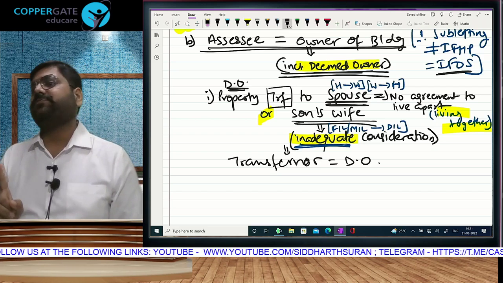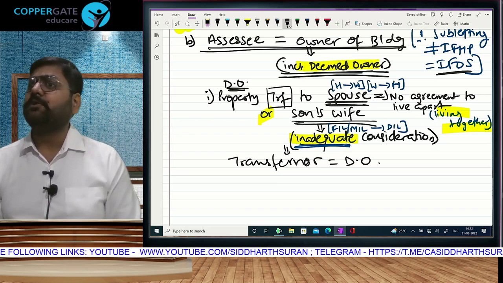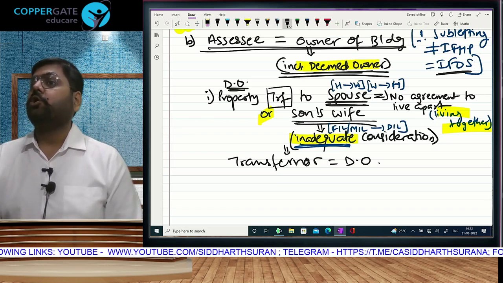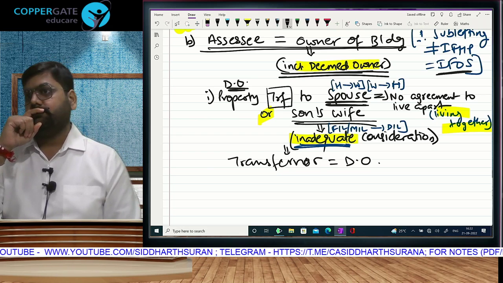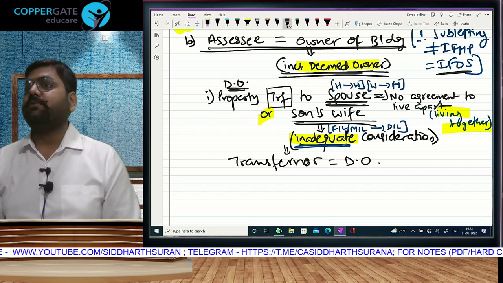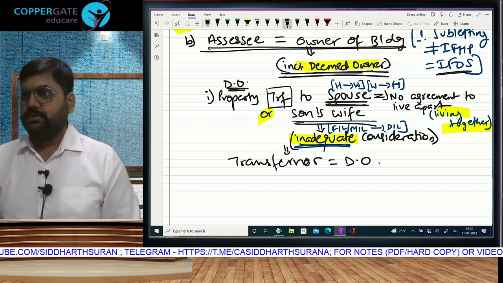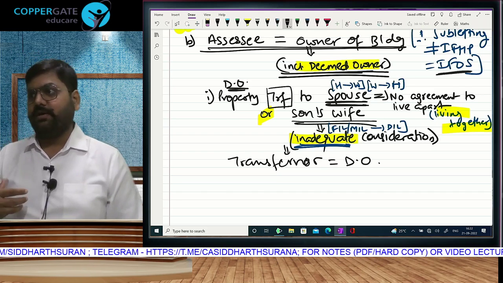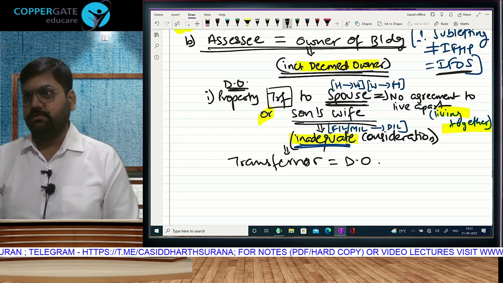Condition 1 for both transferees: inadequate consideration. Condition 2 only for spouse: no agreement to live apart, means you all are living together. What is the level to determine inadequate consideration? There is a fair market value of the property. If you have taken anything less than that, then it is inadequate. Samjha? Because if you take the fair market value, then you are offering it to sales as capital gains, no?